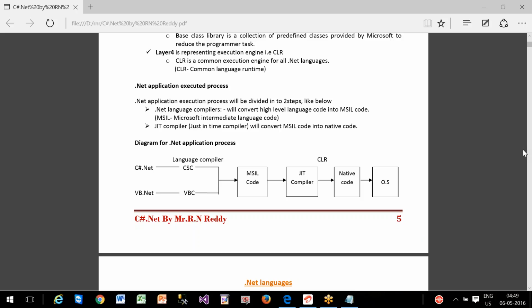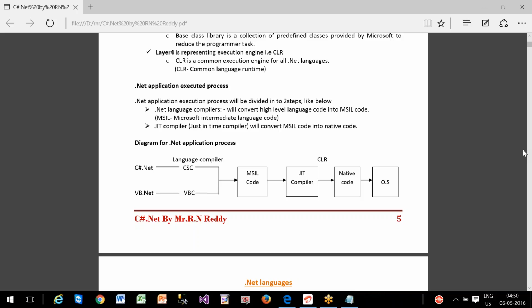.NET application execution process is divided into two steps. That is, there are .NET language compilers and the just-in-time compiler. The .NET language compiler will convert the high-level language code into MSIL. MSIL means Microsoft Intermediate Language code. The JIT compiler is the just-in-time compiler and converts the MSIL code into native code. Native code means binary code, which is in the form of ones and zeros.